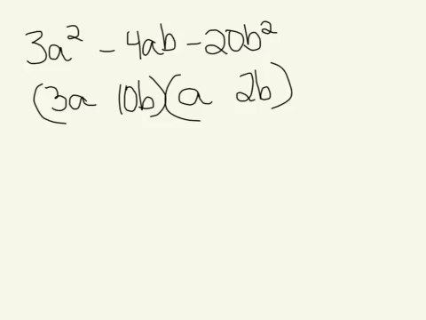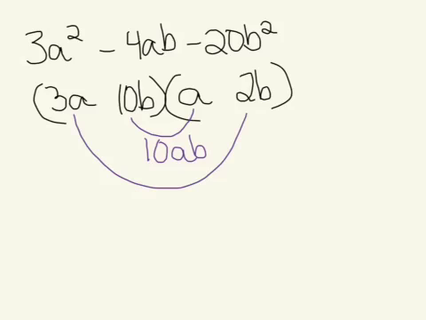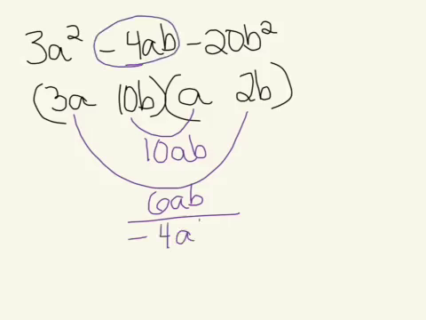And remember, this is the part where you check your inside and outside products. Inside product is 10ab. Outside product is 6ab. Is there any way that a 10 and a 6 can add up to a negative 4ab? Now it looks promising. What if I did a positive 10 and a negative 6? That would add up to positive 4ab.